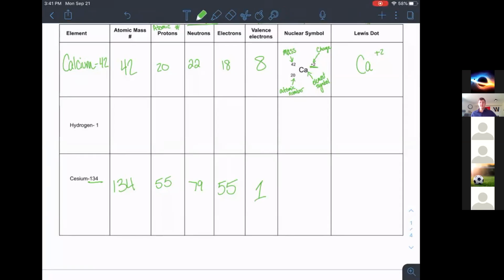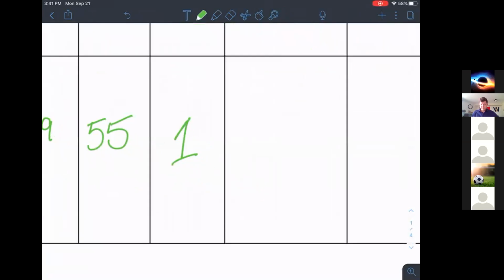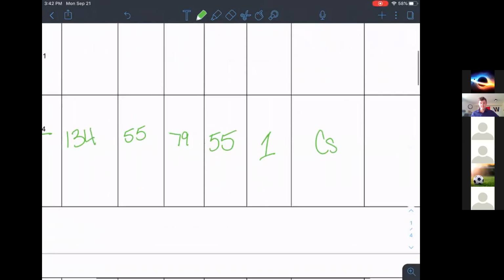All right, the nuclear symbol. What do I put in the middle of my nuclear symbol? CS. CS for cesium. What goes in the top left? The atomic mass. The atomic mass. So I'm going to put 134. What goes in the bottom left? Atomic number. Atomic number. So I'm going to put 55. What goes in the bottom right?